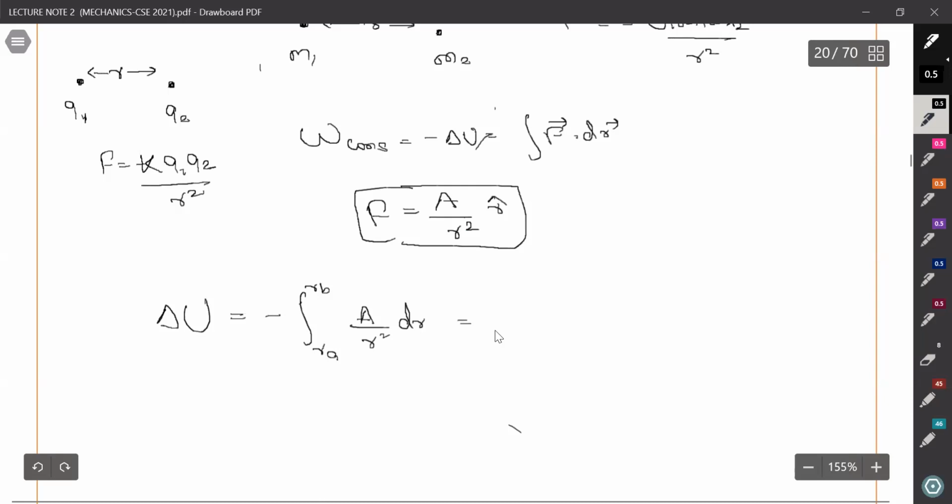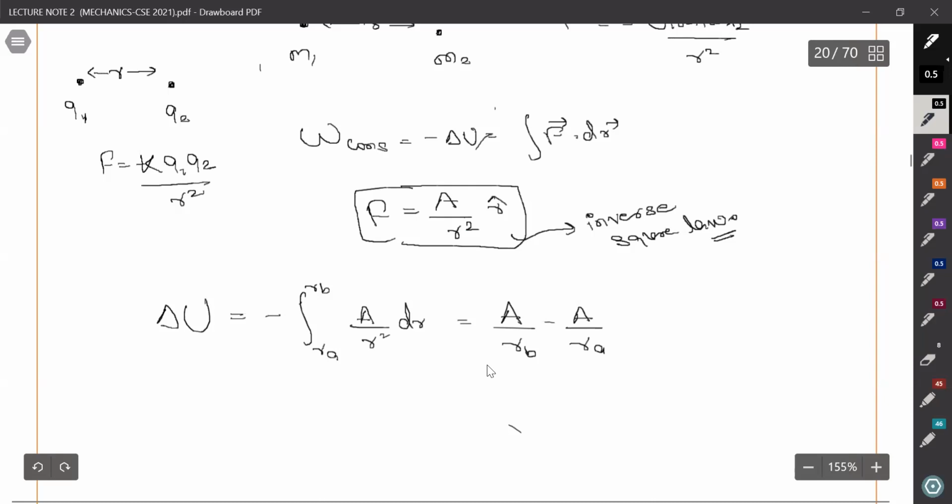Here we are discussing two of the central forces that are most common in nature: electrostatic force and the gravitational force, and both of them follow this relation, known as the inverse square law, as we already discussed. So what will it become? It becomes a upon rb minus a upon ra.